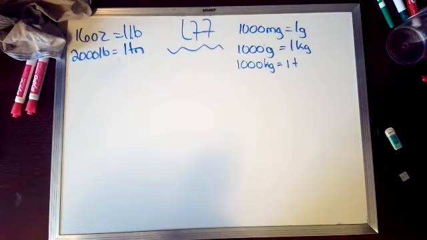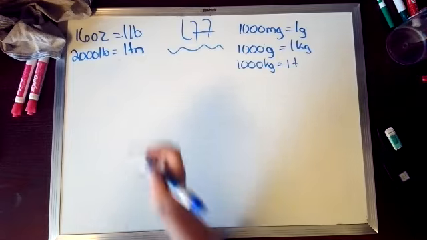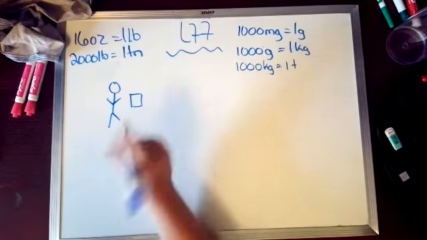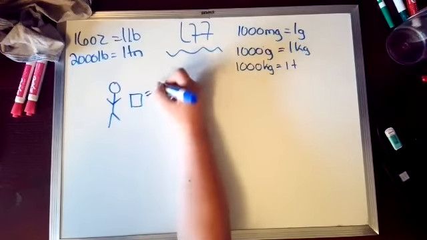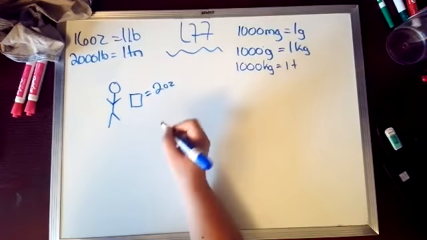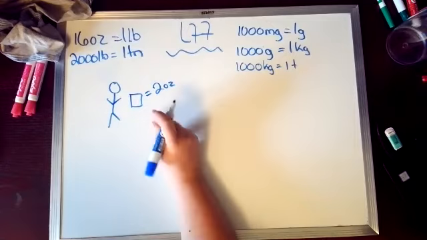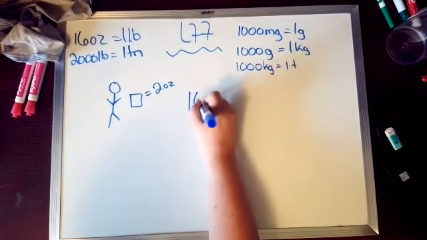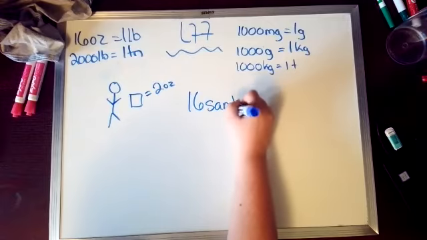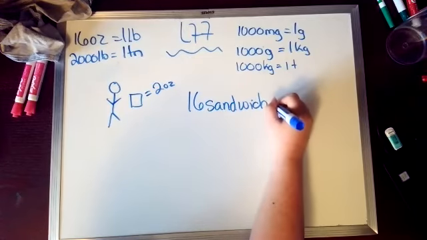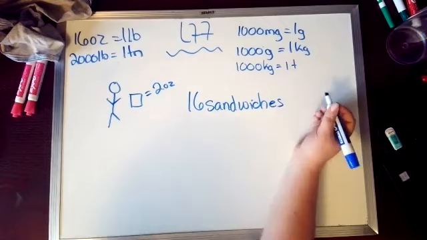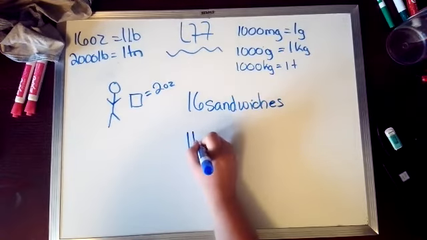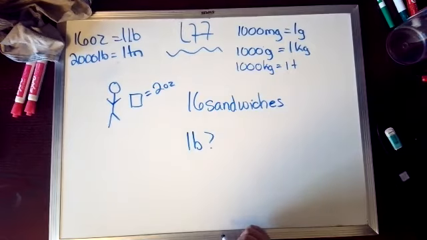Anton works at a sandwich shop and uses 2 ounces of cheese per sandwich. So Anton over here makes sandwiches, and each sandwich has 2 ounces of cheese. So if each sandwich has 2 ounces of cheese, if he makes 16 sandwiches, how many pounds of cheese is it?